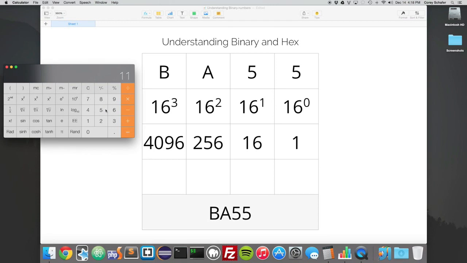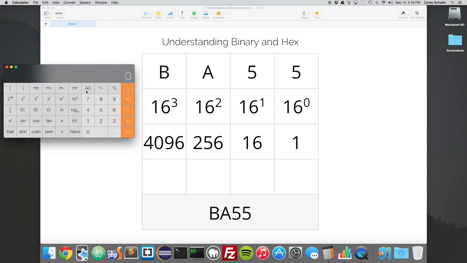So 11 times 4096 is 45056. Plus A, which is 10, times 16 squared, which is 256, so 2560. Plus 5 times 16 to the first, which is 16, so 80. Plus 5 times 16 to the 0th power, which is 1, so 5. That equals 47701.